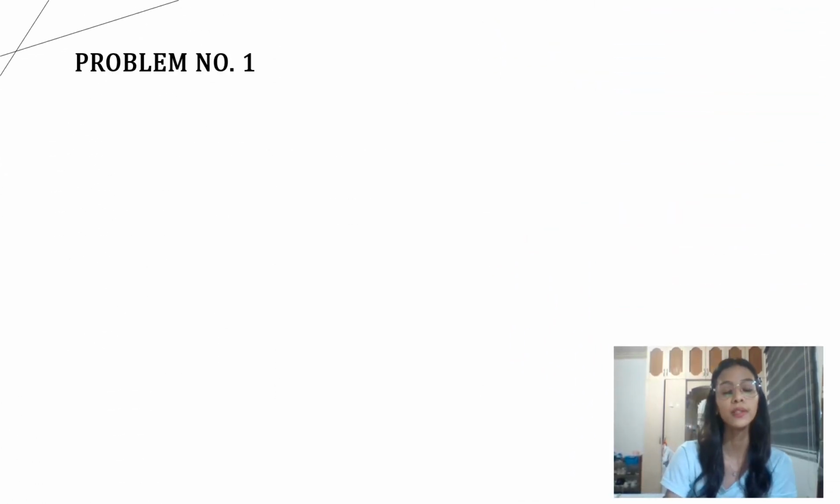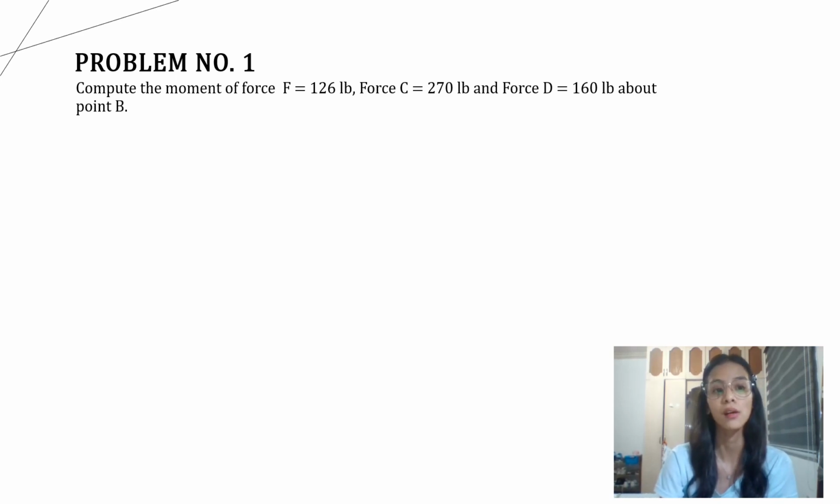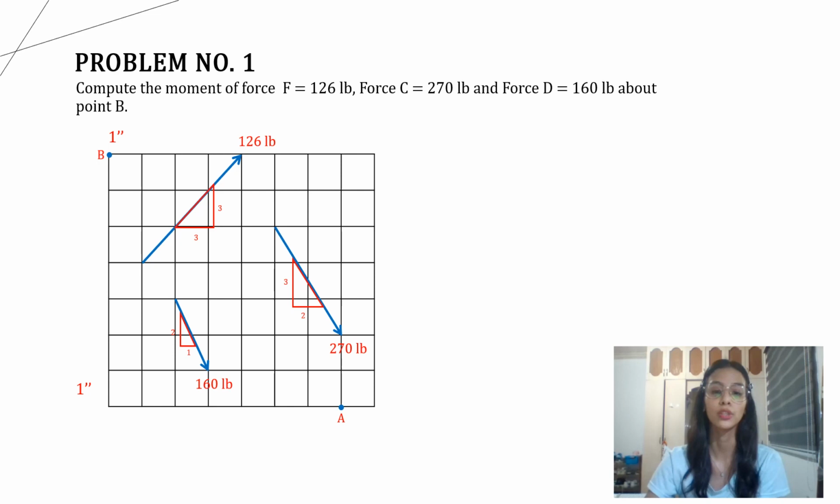Here is a problem that says: compute the moment, given that force F is equal to 126 pounds, force C is equal to 270 pounds, and force D is equal to 160 pounds, about point P. Here is our figure. As you can see here, the square is equal to 1 inch.